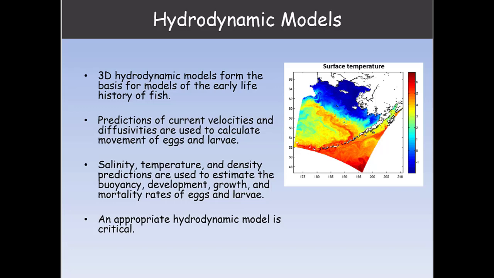Although we're primarily interested here in early life history models, it's important to have an understanding of hydrodynamic models because they form the basis for the early life history models. They predict the currents, the velocities, and diffuse and advect the individuals around. They produce the salinity, temperature, and density fields that are important for understanding our larval and egg movements. So having an appropriate hydrodynamic model is critical to the success of your individual-based models. I'm just going to spend a little bit of time giving you a brief understanding of hydrodynamic models.